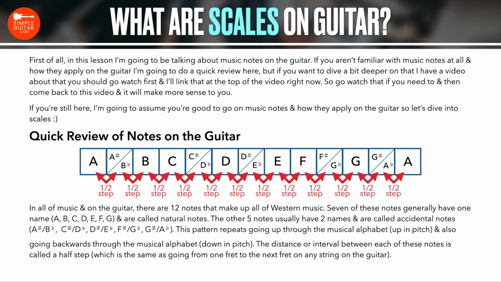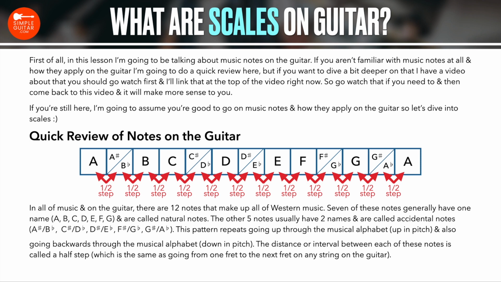And those will be A sharp or B flat is one note. C sharp or D flat is one note. D sharp or E flat is a note. F sharp or G flat is the same note. And G sharp or A flat is also a single note. So this pattern repeats going up through the musical alphabet, going up in pitch. So that would be going from A to A sharp to B to C, C sharp, D, D sharp, E, so on and so forth.